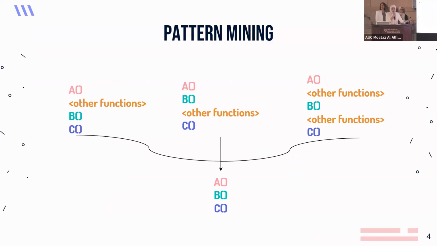First, we need to define what we mean by pattern mining. By pattern mining, we mean identifying rules that describe specific patterns within the data. In our case, it can be used to identify APIs that typically occur together.